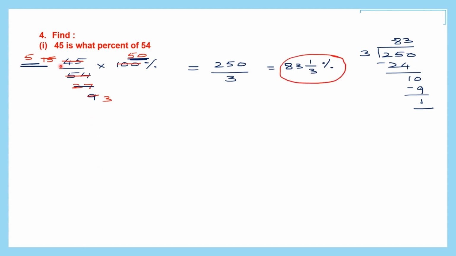And what have we answered? 45 is what percent of 54? 45 is 83 1 by 3% of 54. So this is our answer.